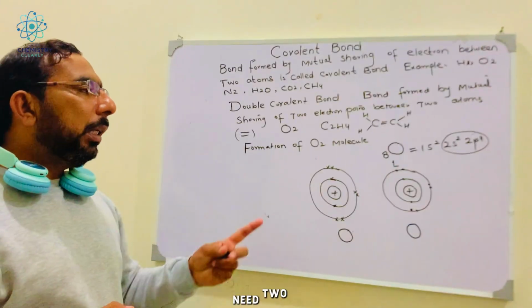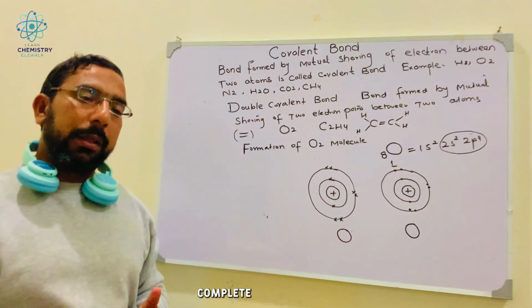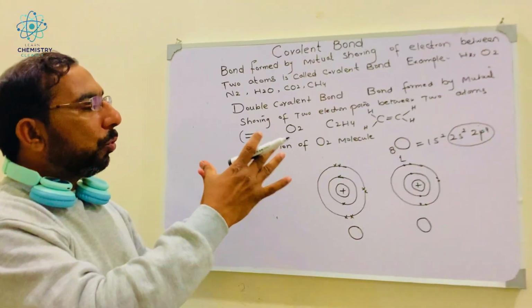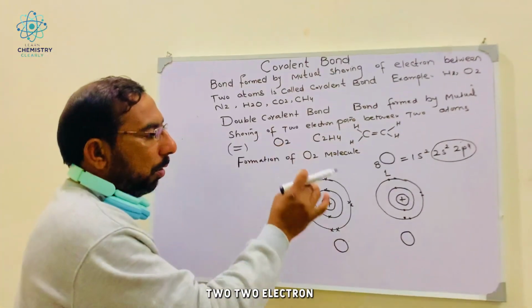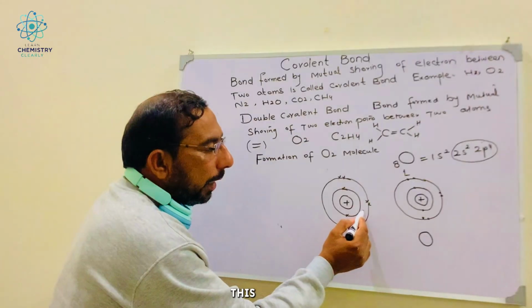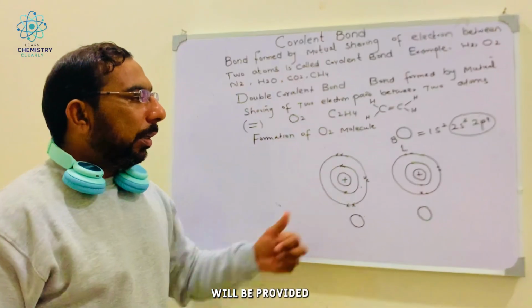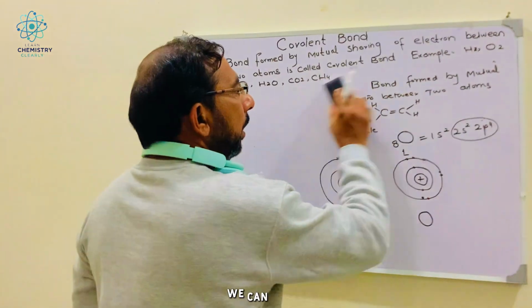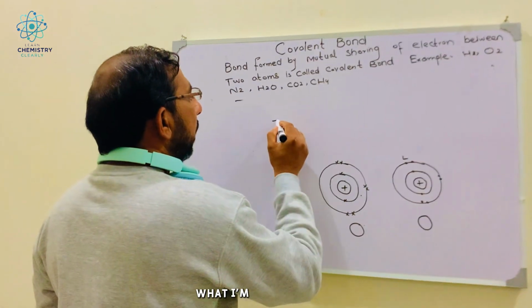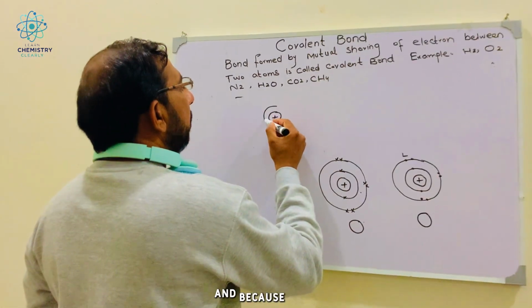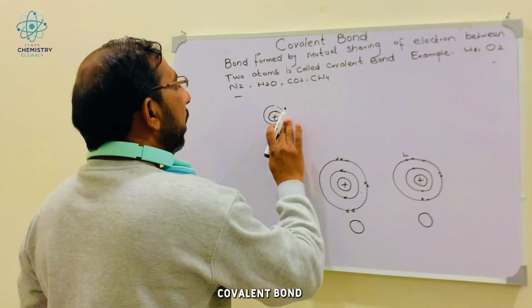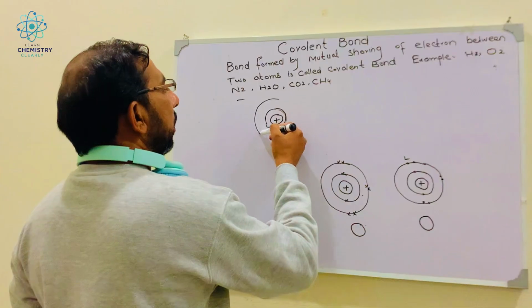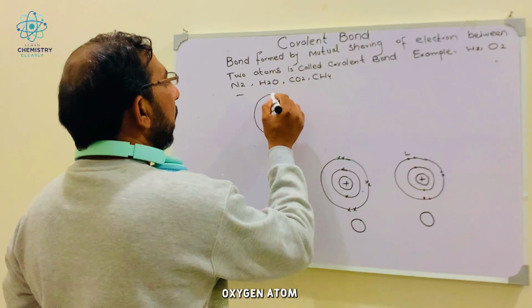Now both atoms need 2 electrons to complete their octets. When they come close to each other, they have to mutually share 2 electrons. 2 electrons will be provided by this atom and 2 electrons will be provided by that atom. Like this. If I draw a structure like this, we can write this as one oxygen atom, and because we know that in covalent bond only the outermost electrons participate, this is one oxygen atom.